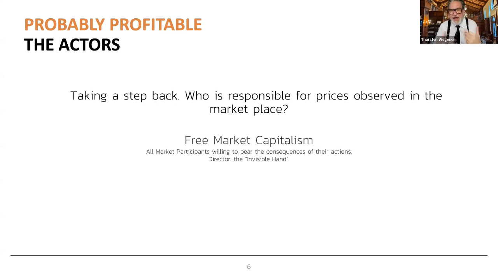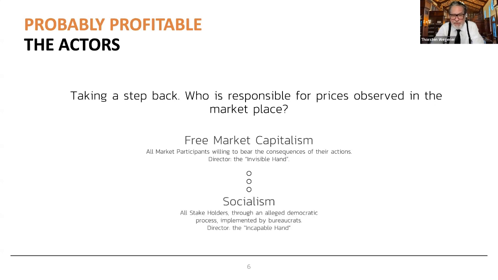Well, I love to break it down into the extremes, you'll see that in this presentation a couple of times. In free market capitalism, it's all market participants willing to bear the consequences of their actions, directed by the invisible hand. Adam Smith, obviously. And what's on the other side of the extreme? Socialism. All stakeholders through an alleged democratic process implemented by bureaucrats, and the director of this game is, I call it, the incapable hand. Important to say here is that incentives always work.